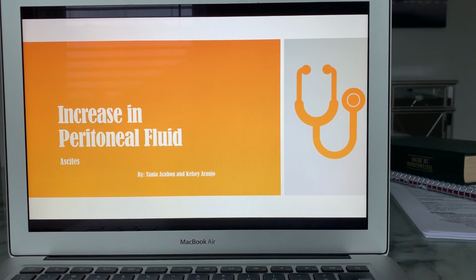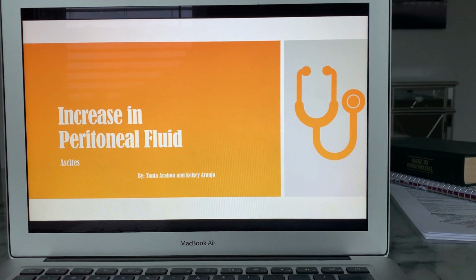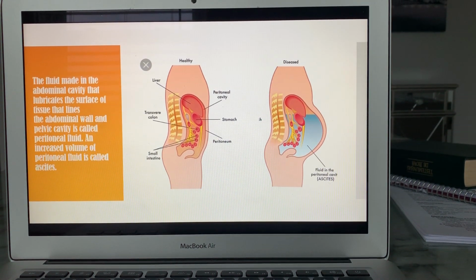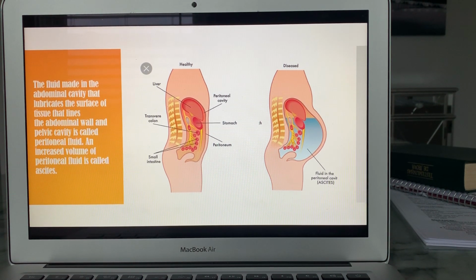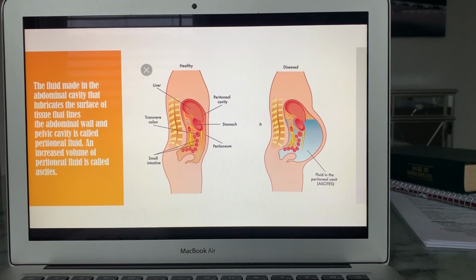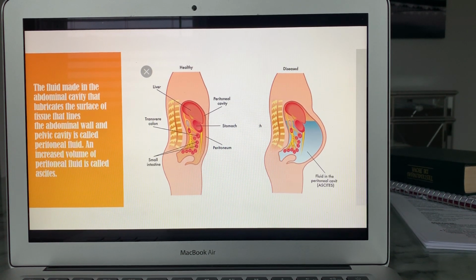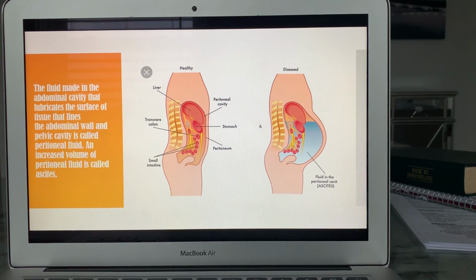Increase in peritoneal fluid, also known as ascites fluid. The fluid made in the abdominal cavity that lubricates the surface of tissues that line the abdominal wall and pelvic cavity is called peritoneal fluid. An increased volume of peritoneal fluid is called ascites.